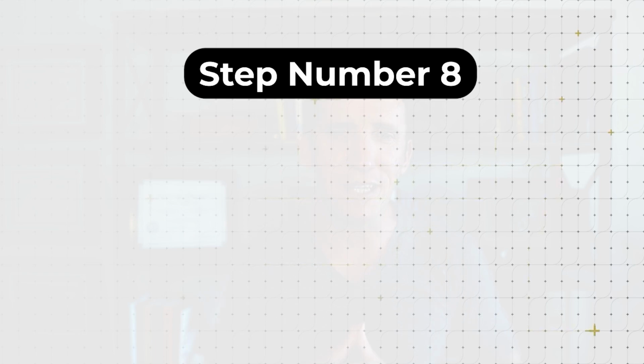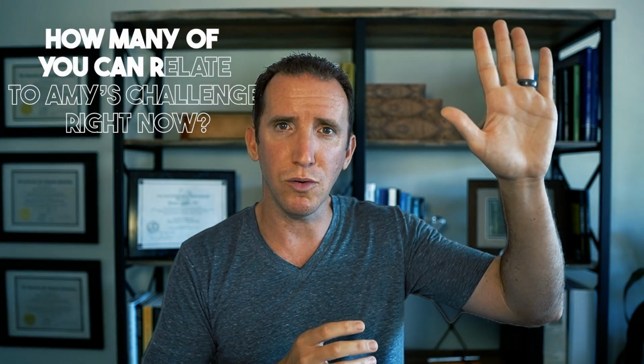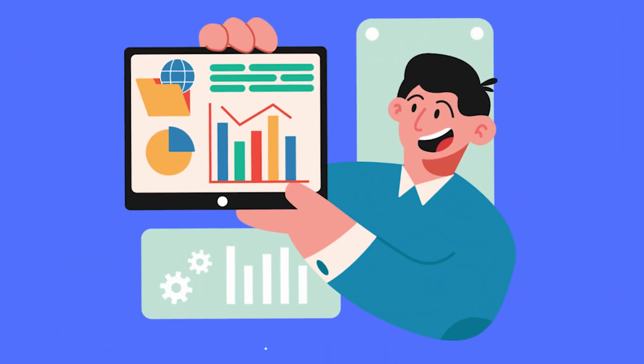The 8th step is to play DJ with the questions. So when a student asks a question, I not only help that student with their question, but I chunk up and relate it to others on the call. If Amy asks a question on the call, then I acknowledge the question and I say, how many of you can relate to Amy's challenge right now? Is anyone else struggling with creating consistent leads through your Facebook ads? Yes? Okay, great. So Tom and Sarah and Elizabeth, now I'm directing and addressing everyone on the call, not just Amy. That's the magic of playing DJ.